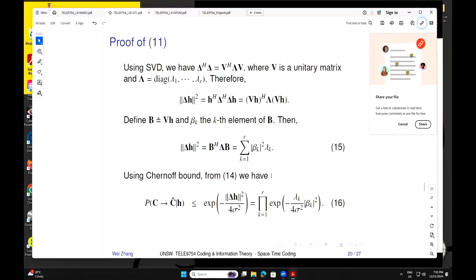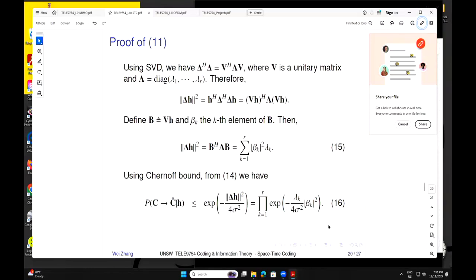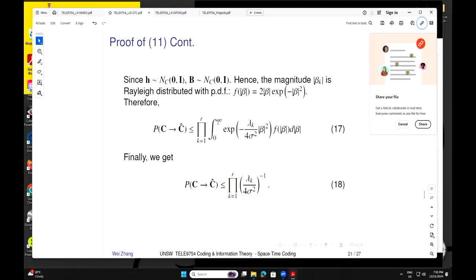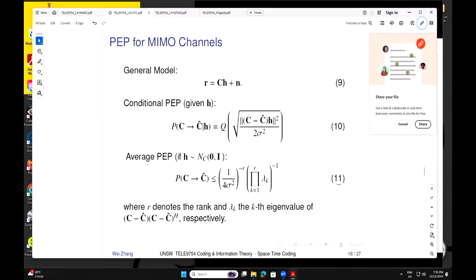So the key thing here, why I make these changes, is because I want to simplify so that beta k here is the same as hk. That is still complex Gaussian, so that's the critical thing here. H is complex Gaussian, and beta is also complex Gaussian, so that's why we can get equation 16. We know the distribution, we take the expectation, times this one. Okay, so that's it. And then we got equation 18. Equation 18 is the same as equation 11.